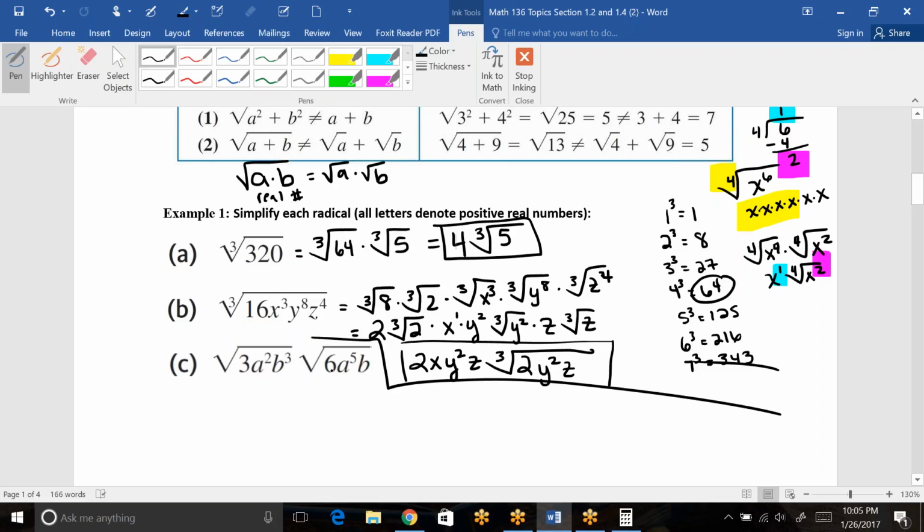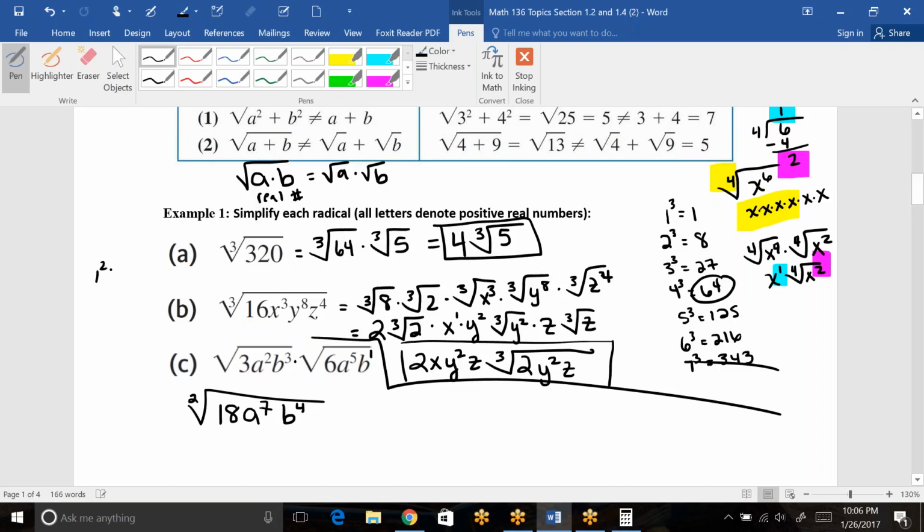Okay, so let's look at this last one here. This has got times between it because there's nothing written there, so this is not a cubed root, this is a square root. To make my life easier, I think I am going to try to multiply this back together first and try to just look at one piece. So 3 times 6 is 18. A squared times a to the 5th would be a to the 7th. B cubed times b to the 1st would be b to the 4th. If you need to, write the little 2 here to help you remember it's a square root.